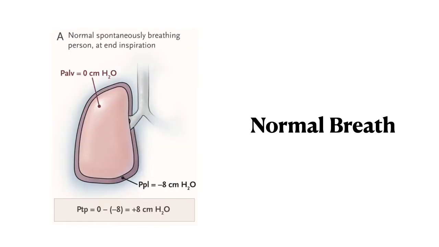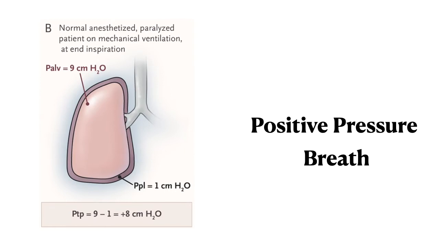Now, this is how a normal breath is. The alveolar pressure is 0 and the pleural pressure is -8. So what we get is a net +8 of pressure, which is driving the air into the lungs. As you can see, the transpulmonary pressure is 0 minus -8, which is +8, driving the air into the lungs. Next is a positive pressure breath. This is what we see in a patient who is on a ventilator, anesthetized and paralyzed. Since the patient has no efforts, the pleural pressure is 1 and we get a net positive pressure of +9 driving the air into the lungs, and the transpulmonary pressure is 9 minus 1, which is +8. So this is a positive pressure breath which is driving the air into the lungs.